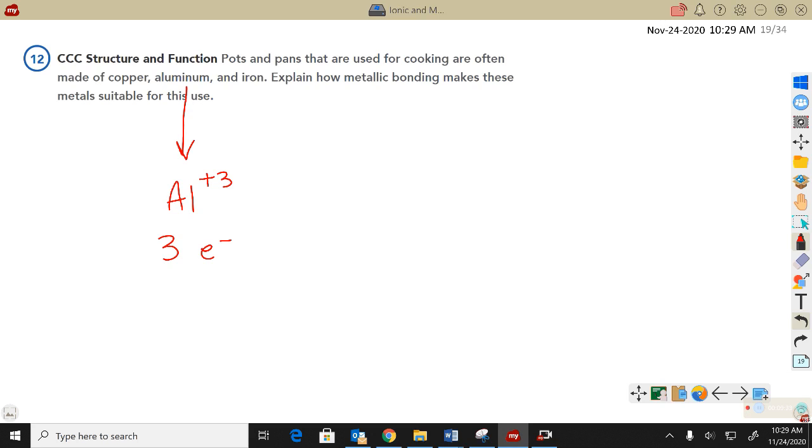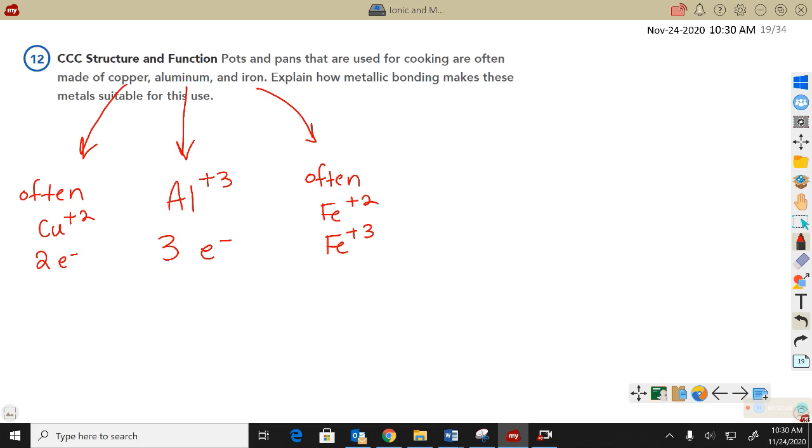When I think about copper and iron, copper is often a +2 charge, donating 2 electrons. Iron is commonly either 2 or 3. Let's say often it's iron plus 2, or iron plus 3 is pretty common as well. So donating 2 electrons or 3 electrons.